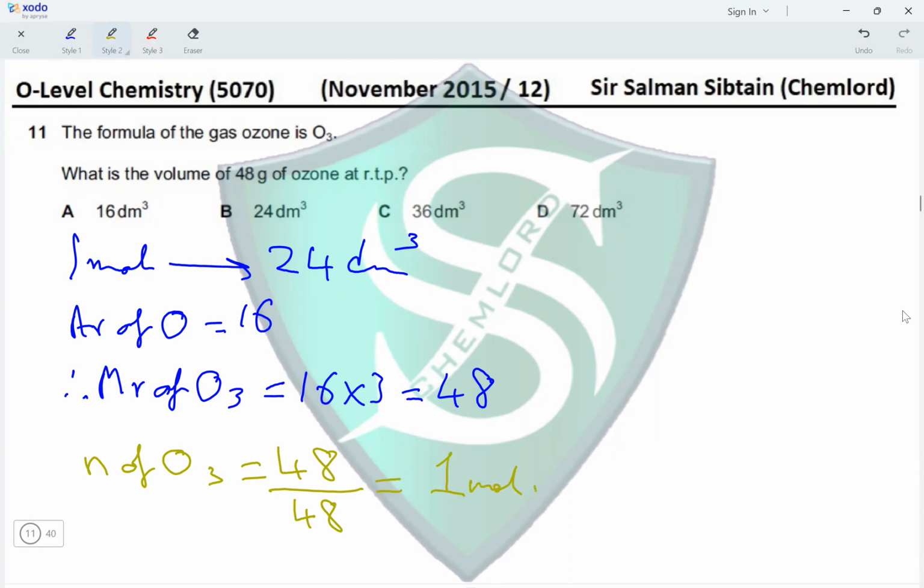Since we have 1 mole of ozone, its volume would be 24 dm cube, because 1 mole of any gas at RTP occupies a volume of 24 dm cube, and we have got 1 mole of ozone present at RTP. Therefore, option B is the correct option for this question.